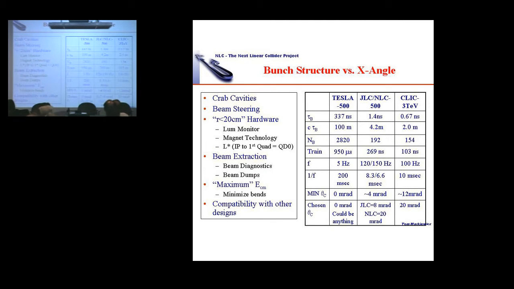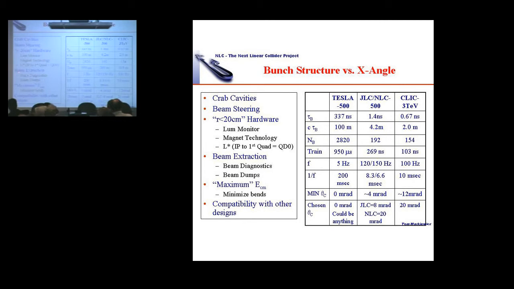Once you decide to put a crossing angle into a system, a number of issues come up. It generates a need for crab cavities. There are some beam steering effects. What you have in your low radius part of your detector looks different. Your luminosity monitor looks a little bit different. It has some impact on your magnet technology. It has something to say about the distance that you might choose to use between the IP, where the interactions occur, and the first magnet, called QD0. It says something about beam extraction.